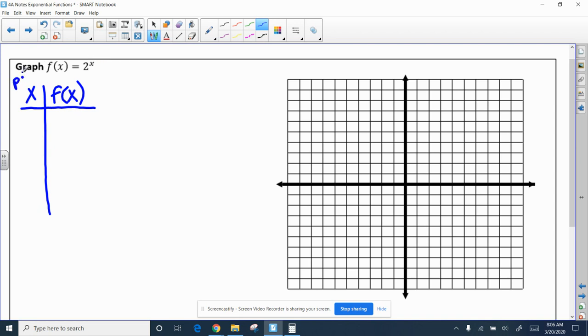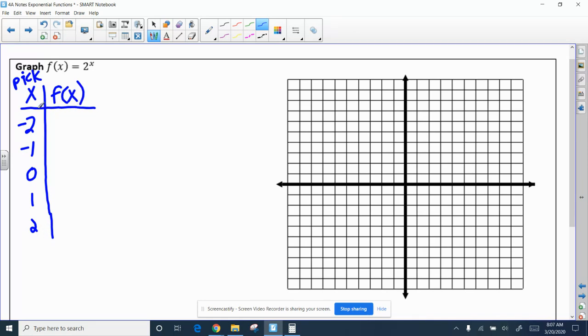So remember, you can pick any x values you want. However, we are going to choose -2, -1, 0, 1, and 2. That way we have some positives, some negatives, and 0. That should give us a good idea of what our graph looks like.